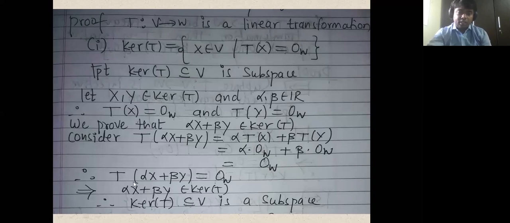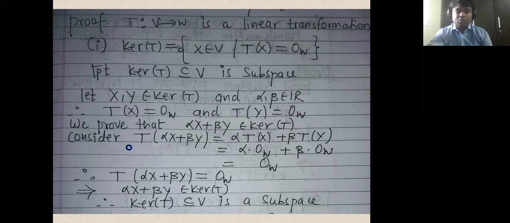Okay, means what? The image of alpha x plus beta y is 0. So this vector belongs to the kernel of T. Okay, and therefore by our theorem, you have to write down the statement of that theorem. I have not mentioned it here, but you have to write down the statement of that subspace definition 3 theorem. So kernel T is a subspace of V. Okay, all of you understood, right?